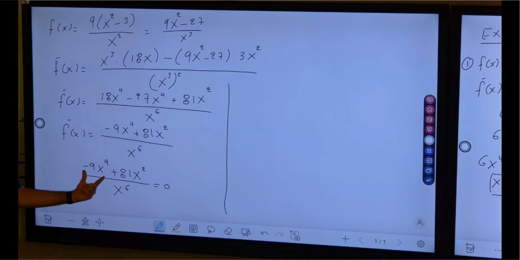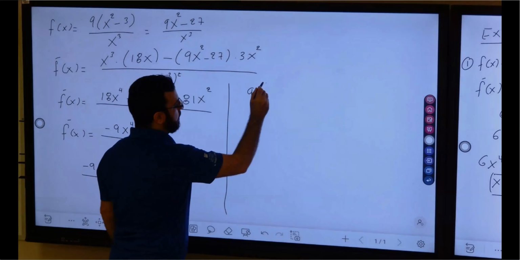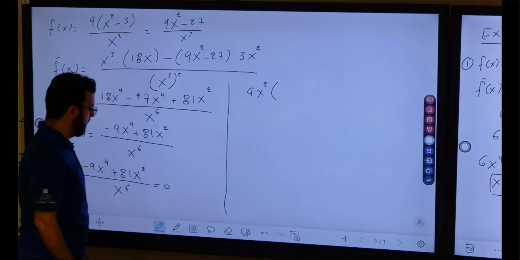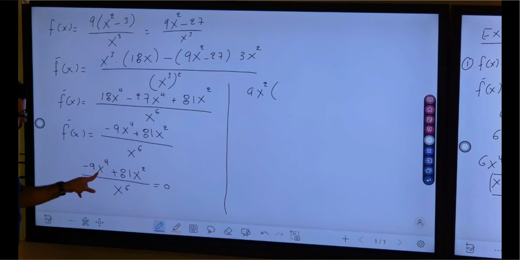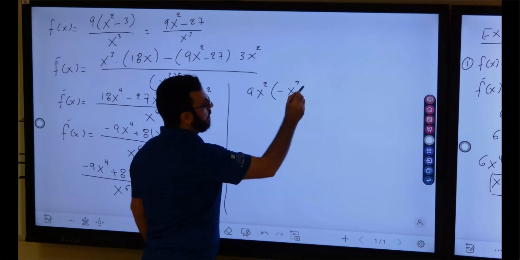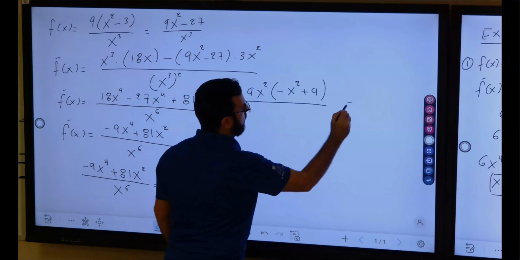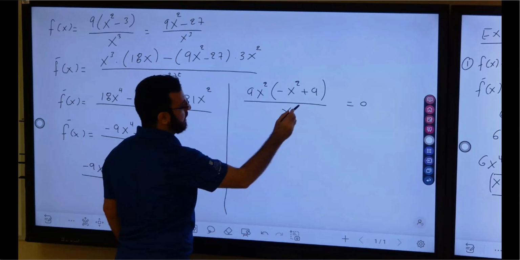Factor 9x squared. What's left? It's going to be negative x squared plus 9 over here is equal to 0 over x to the 6. What's the next?